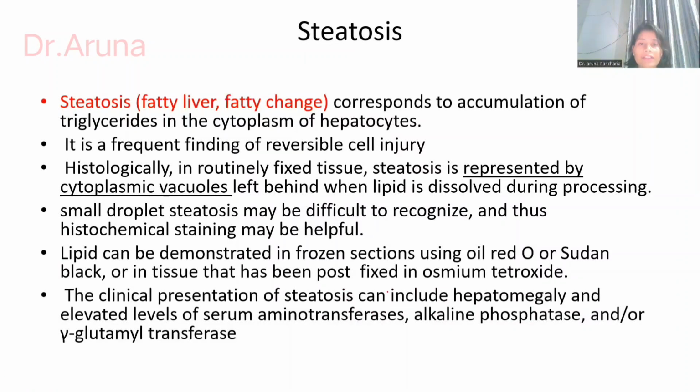Now, as in our slide, there was steatosis. So what is steatosis? It is fatty liver or fatty change. It is a reversible cell injury, showing reversible changes. And what we see in our slide are cytoplasmic vacuoles. So histologically, in routine fixed tissue, steatosis is represented by cytoplasmic vacuoles because fat is dissolved during processing. When we process our tissue, the fat dissolves. So it can be visualized by special stains like Oil Red O or Sudan black, or if we fix our tissue in osmium tetroxide.